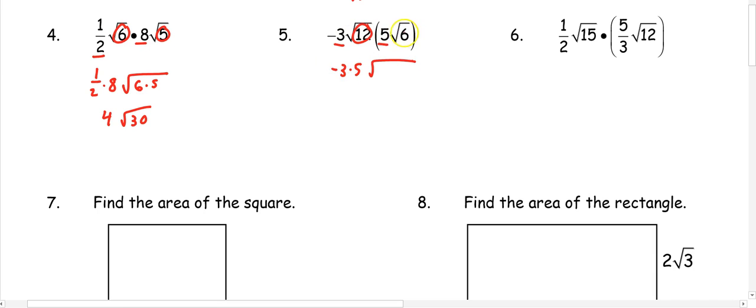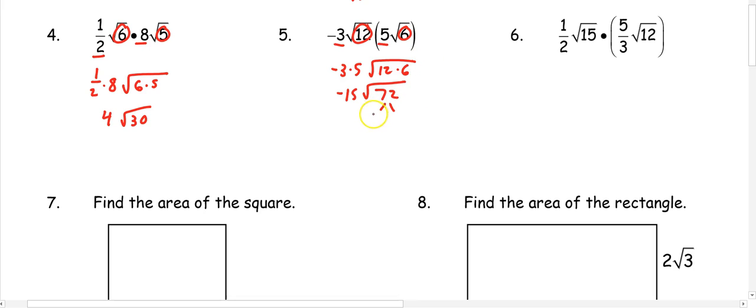Number 5, the outside numbers that we have are -3 times 5. And under the radical, we have 12 times 6. So -3 times 5 is -15, and 12 times 6 is 72. Now, 72 can get broken down more because one of these numbers is not prime, and it might actually have some more pairs in common.